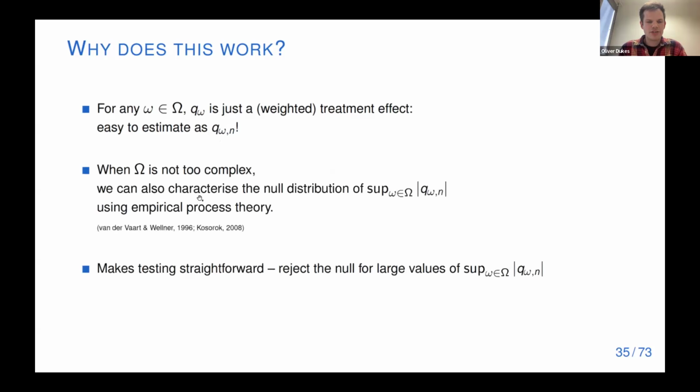When the class of weights is not too complex, we can also characterize the null distribution of the supremum over the function class using empirical process theory. The idea is that for any fixed weighting function, we can show that the resulting estimator based on the efficient influence function is going to be asymptotically normal. We actually have a stronger result from empirical process theory, which says that these weighted treatment effect estimators across all the different choices of weights are going to converge jointly. We can also show that the supremum over the class is converging to a kind of Gaussian process. This makes testing straightforward because we have ways to simulate from the null distribution, and then we can reject the null for large values of this supremum statistic.